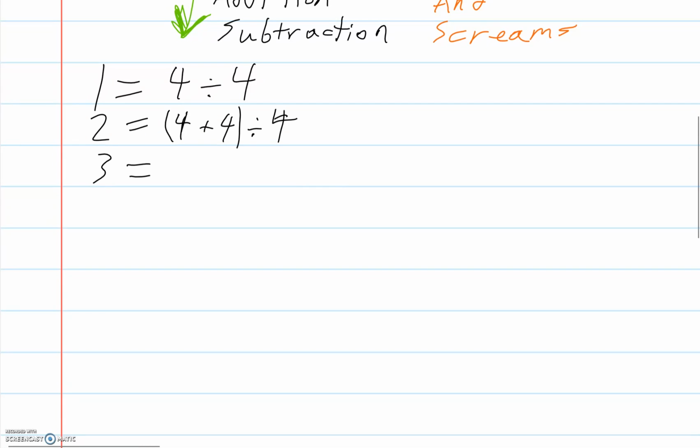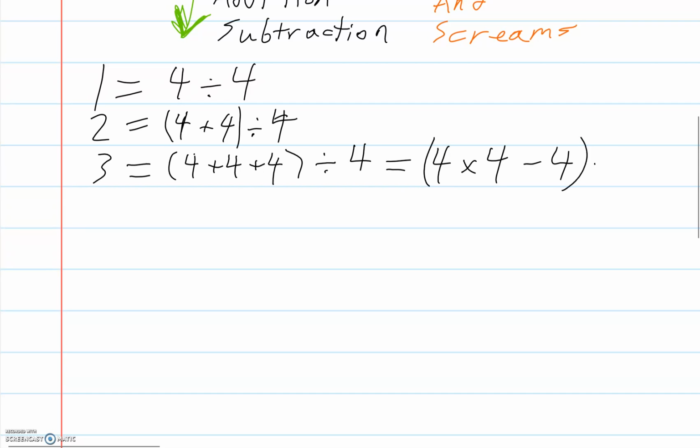3, let's see another spot we could do this. Well, you could just continue going on with the same basic method, so 4 plus 4 plus 4, bracketed, divided by 4. Or you can try to think about a new way. Let's try a different way: 4 times 4 minus 4, bracketed, divided by 4. So now this makes it a little bit more complicated.